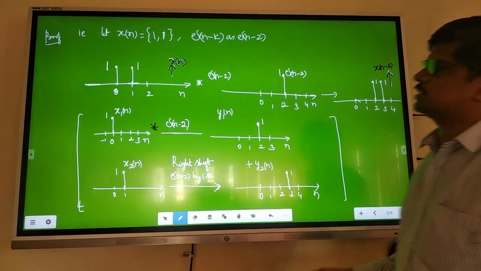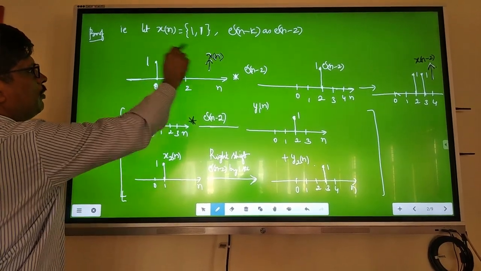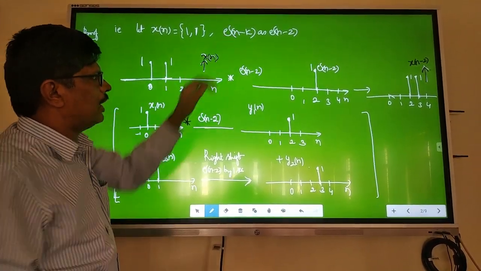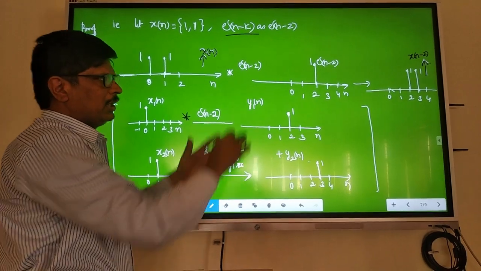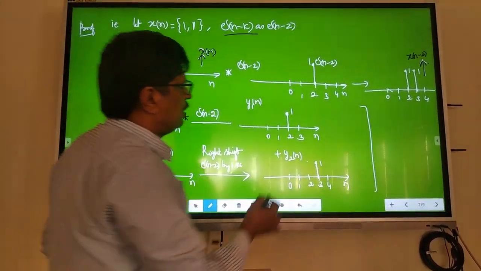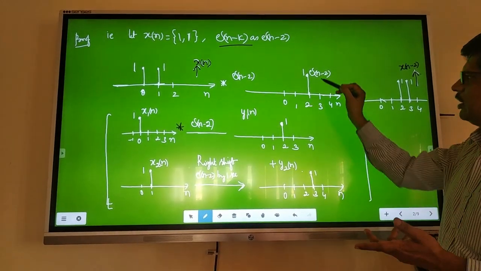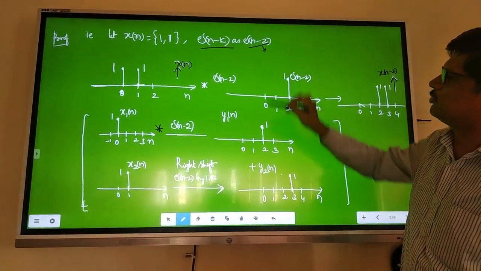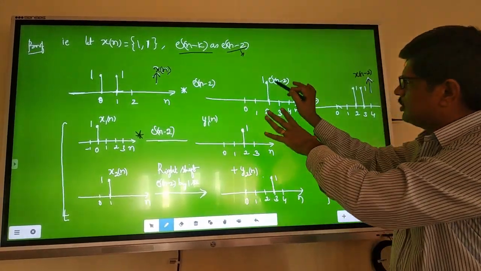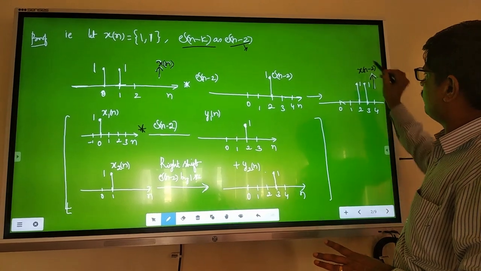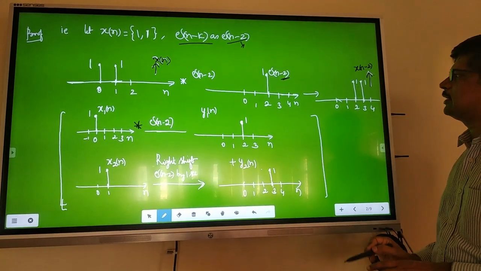Take an example: x of n is the input sequence 1, 1, 1, 1. Now convolve this with a shifted sequence delta of n minus k, shifted by 2, let's say delta of n minus 2. The impulse function delta of n shifted by 2 seconds: after 2 seconds, you get 1. That's what the impulse function shifted by 2 is. Then what you will get is the sequence itself shifted by this shift, x of n minus 2. That's what this property says.